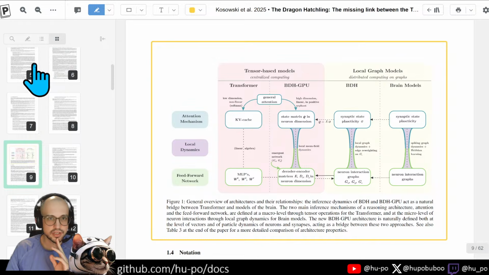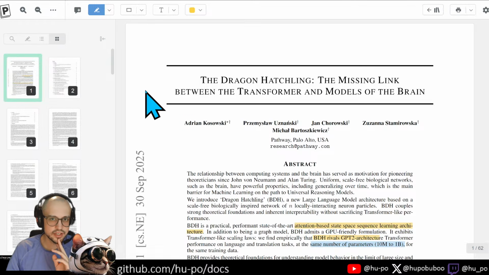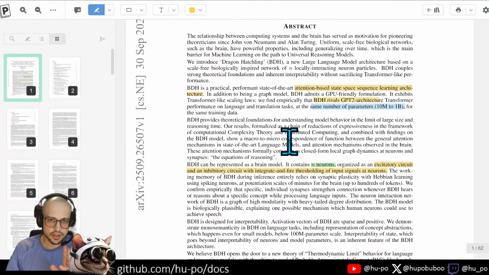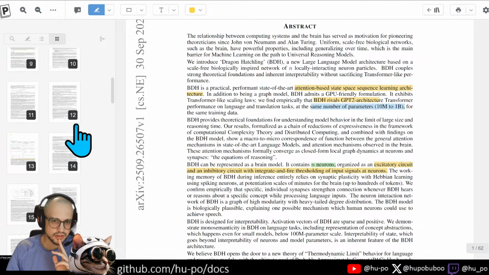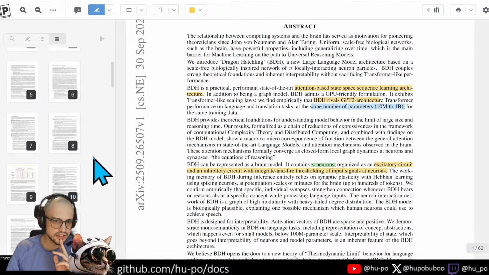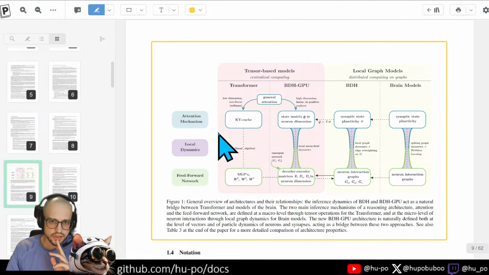This one here. Yeah, I was looking at this paper yesterday. This is another kind of weird non-transformer architecture. They call it BDH. It's basically, here's the actual, so you have what they call local mean field dynamics.